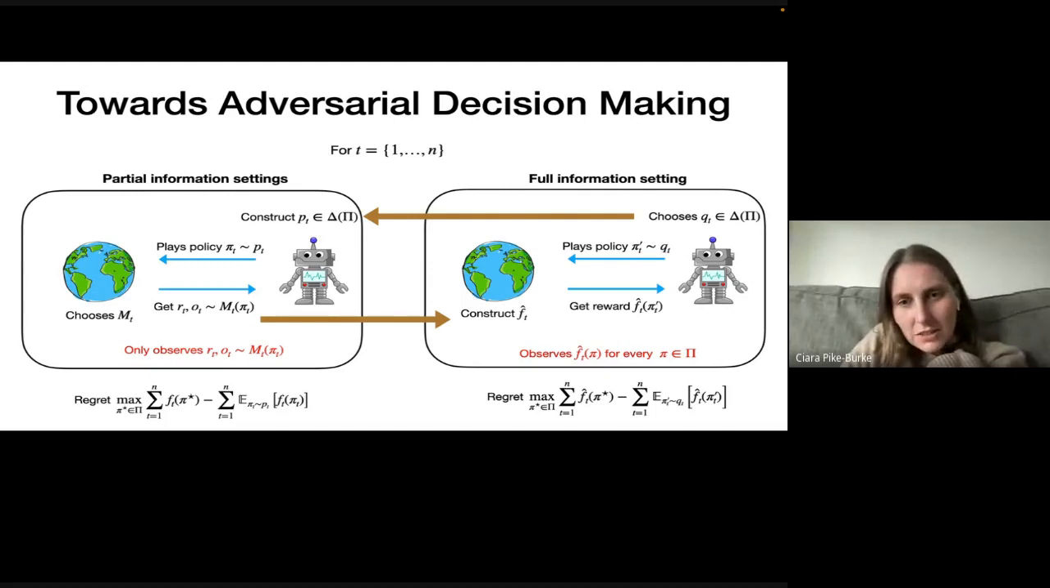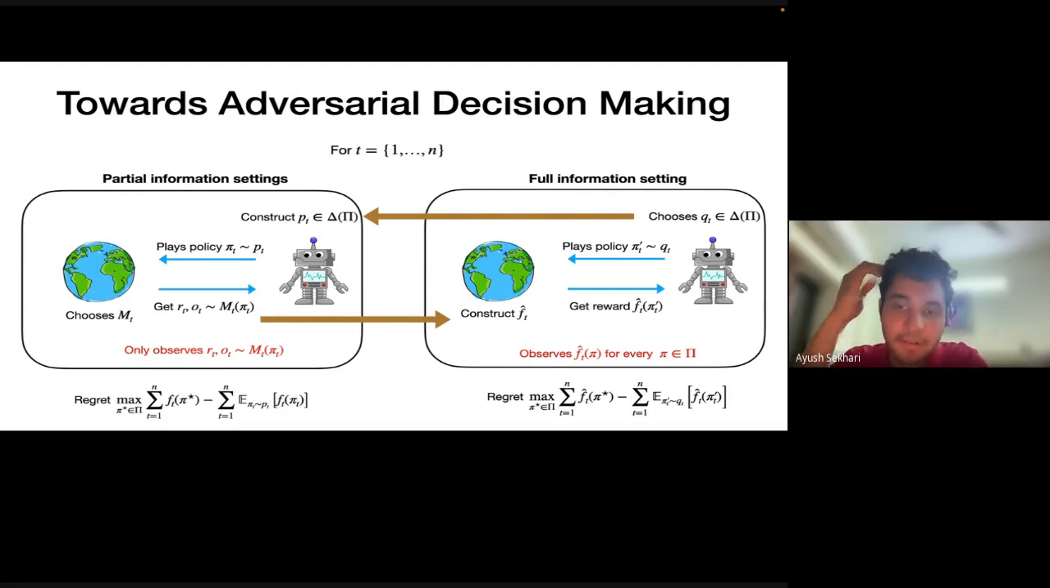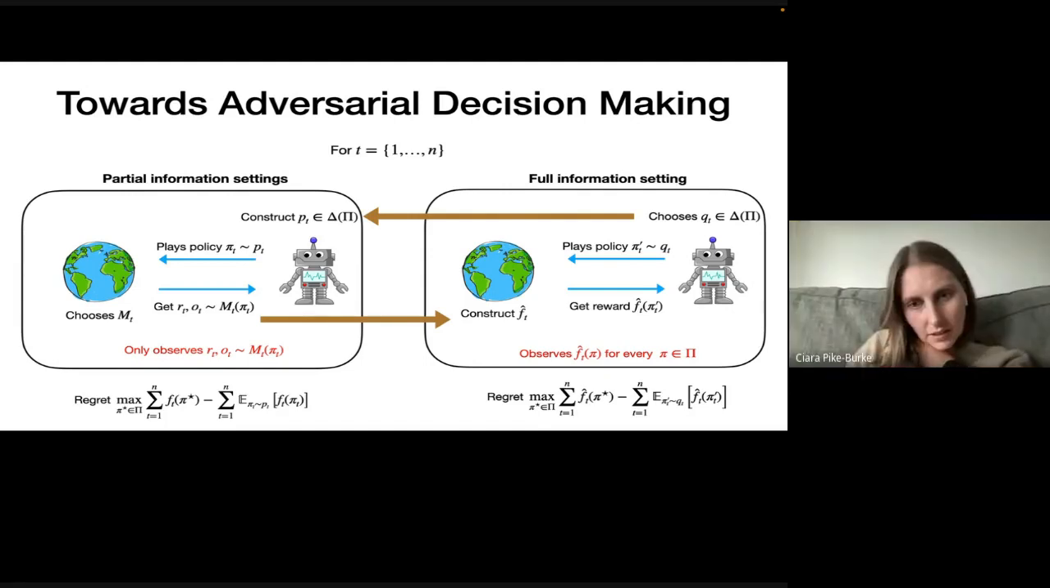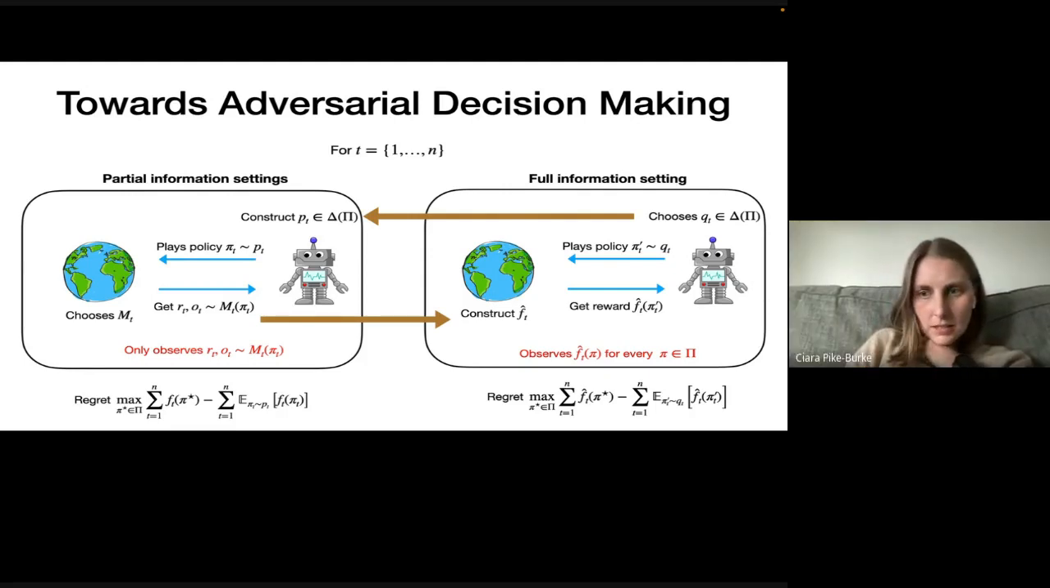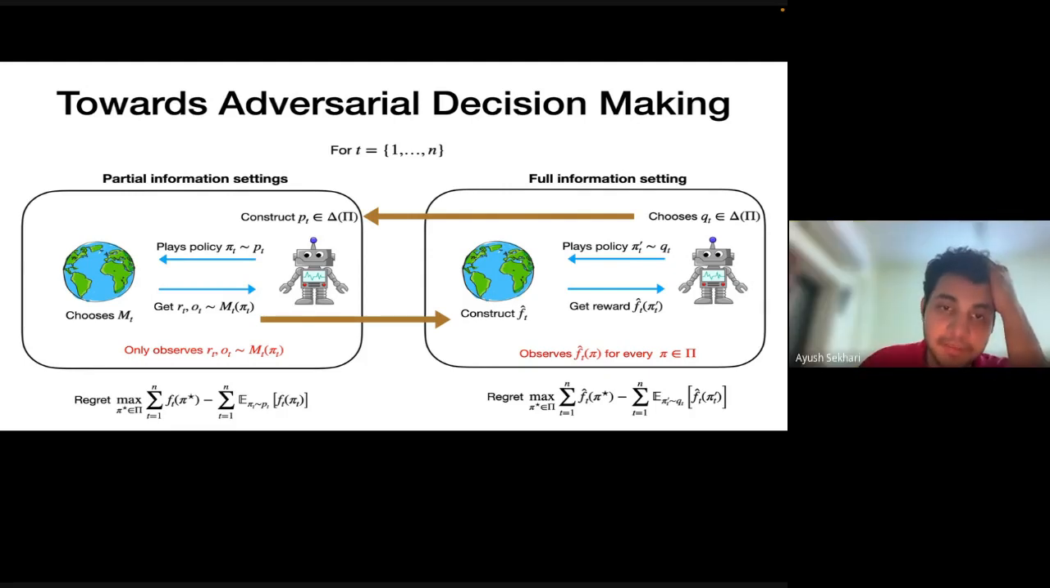I might have missed this, sorry. What's the relationship between QT and PT? It will become clear in the next slide, but the idea is that instead of directly using the proposal distribution QT, the learner in the partial information game decides to modify it. QT, I guess it's constructing it. Yeah, it will use QT to pick PT. It will use QT to pick PT, exactly.